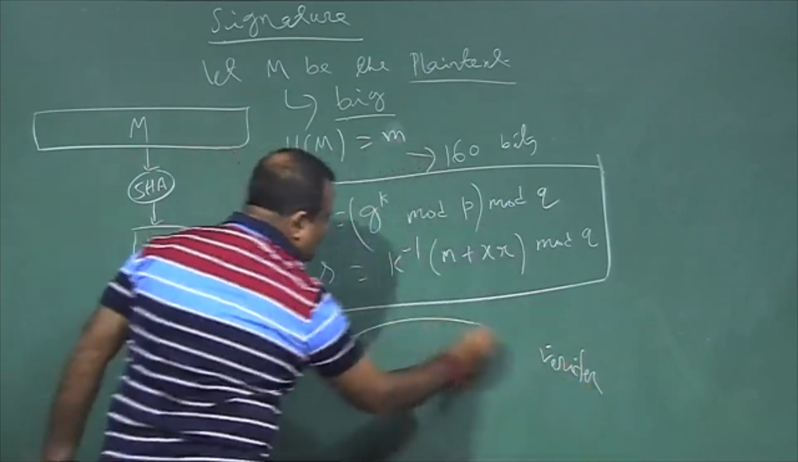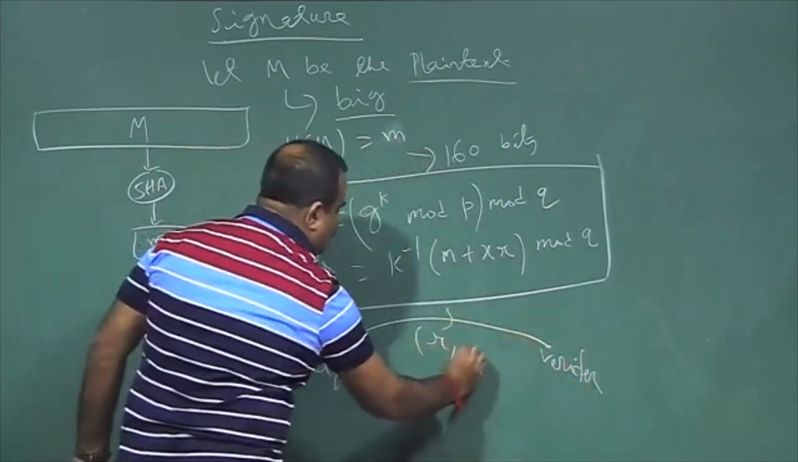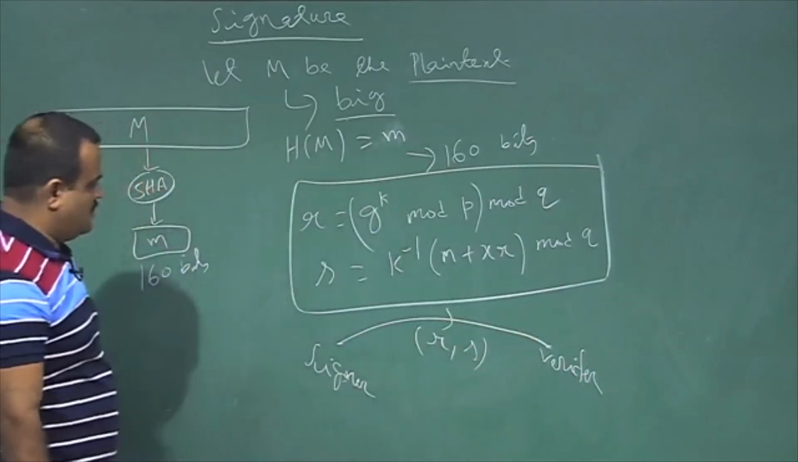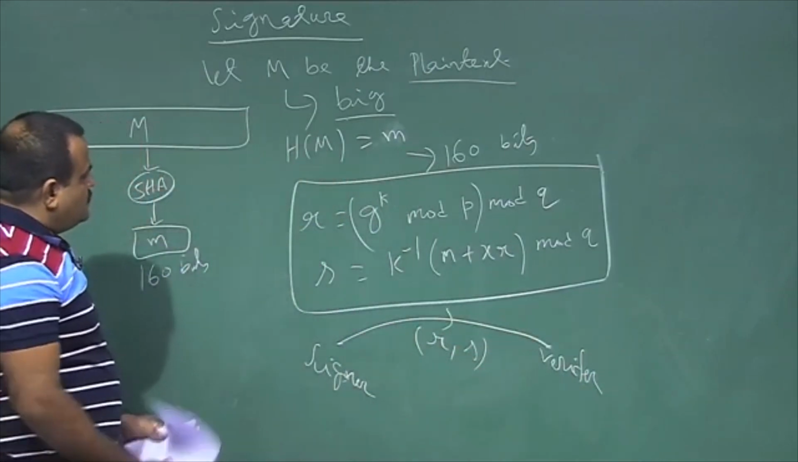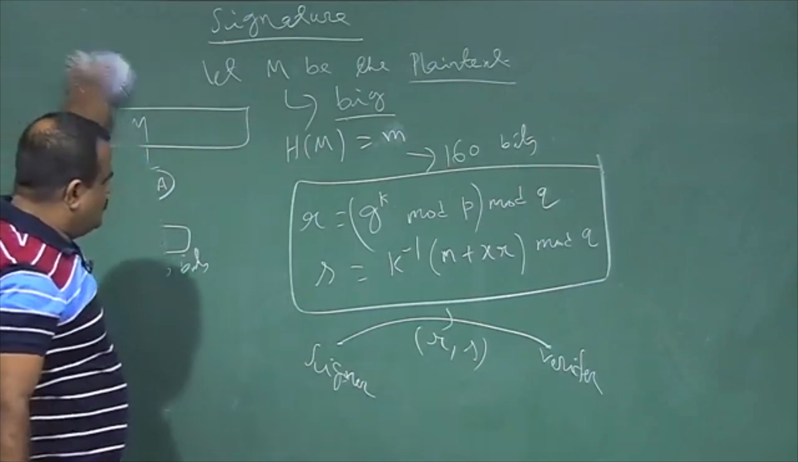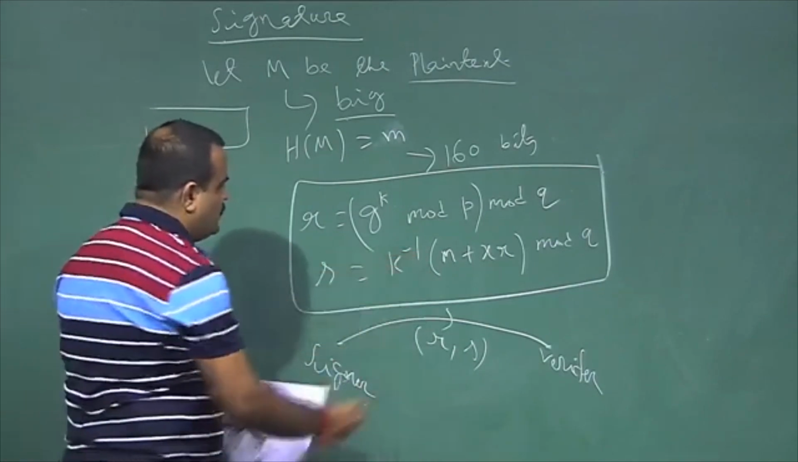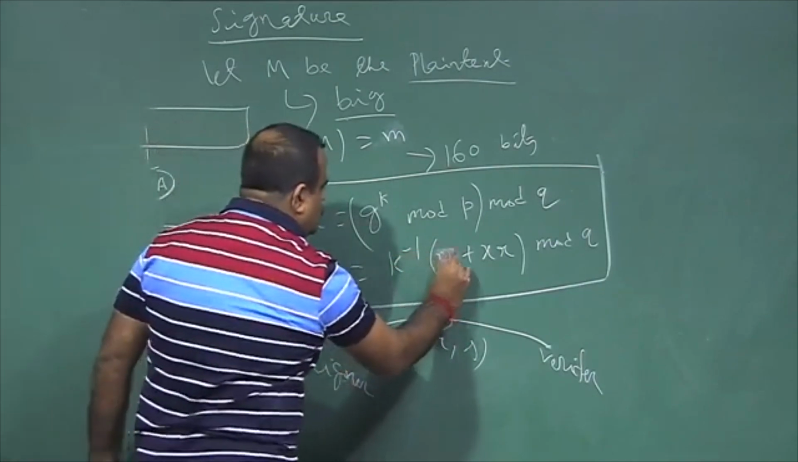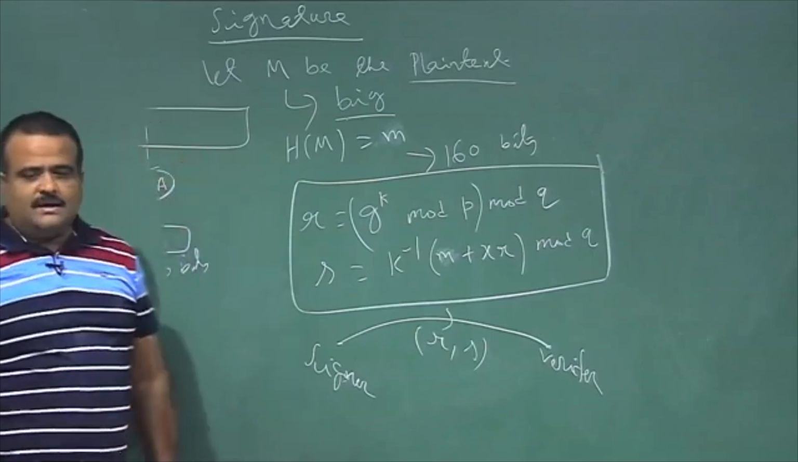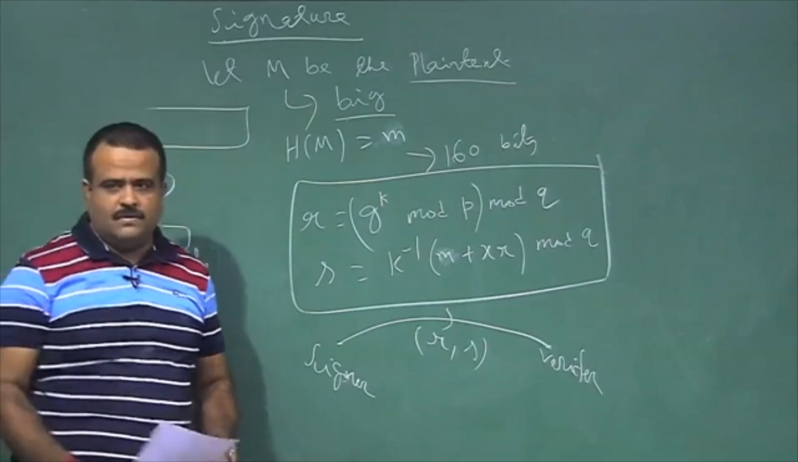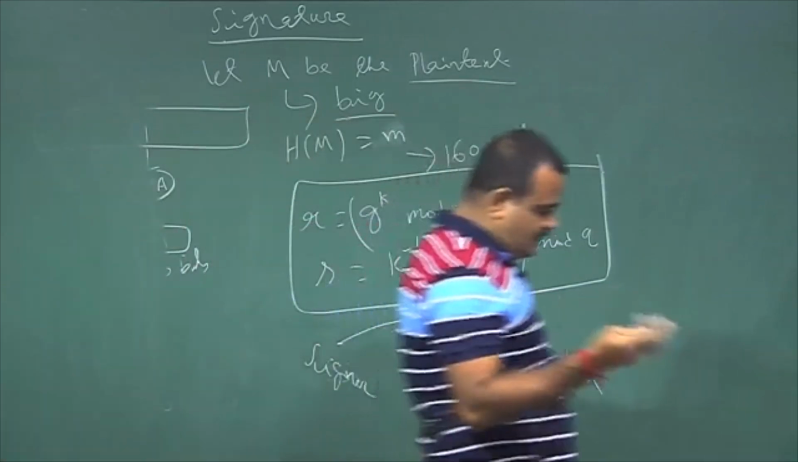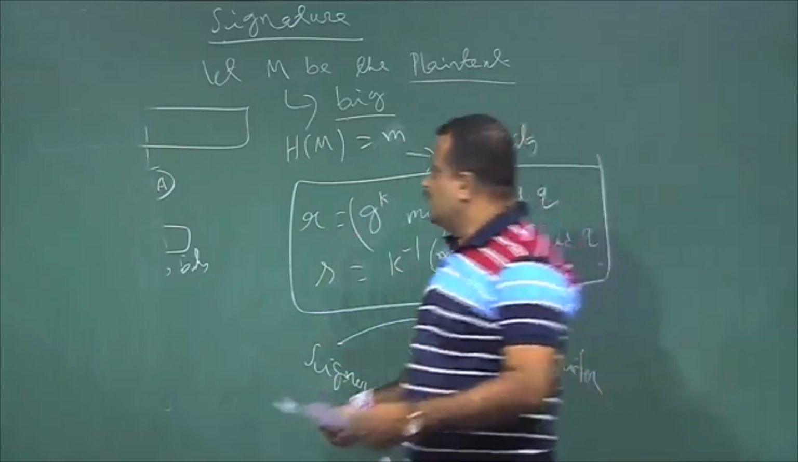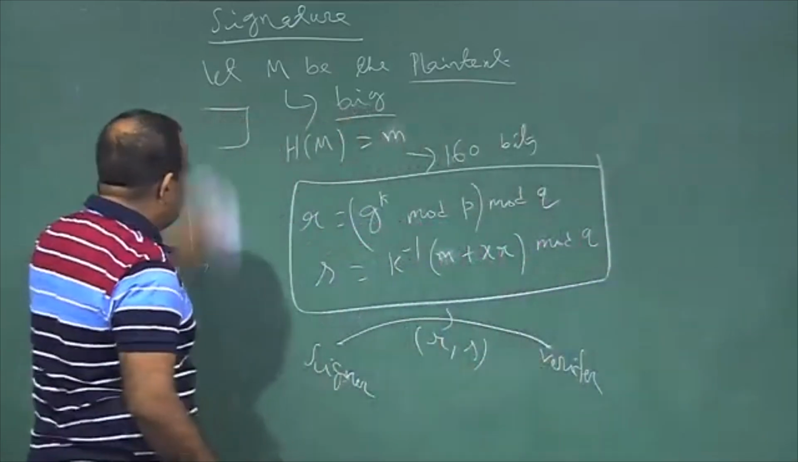So, the signer is sending this R, S to the verifier. Okay, so, this is the signature part, but here we are using the small m because this is after applying the hash. Okay, now, how to verify it? How can the verifier verify it? So, that part we have to talk about.